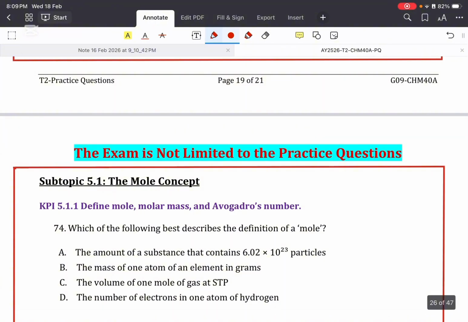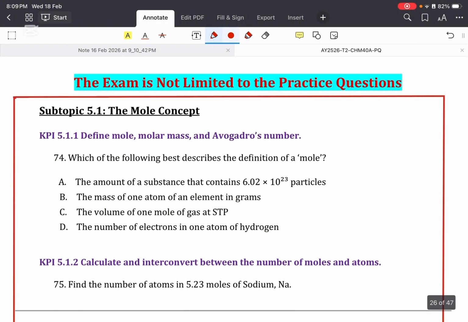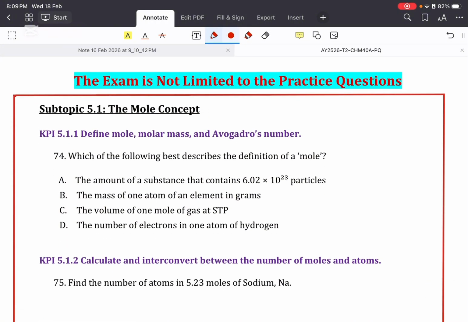Now, the final topic that we have is the mole concept. Remember, in your exam, you're going to have the formula sheet. You can use this formula to help you solve the questions. So I'm just going to give you a hint. What are the formulas given to you?